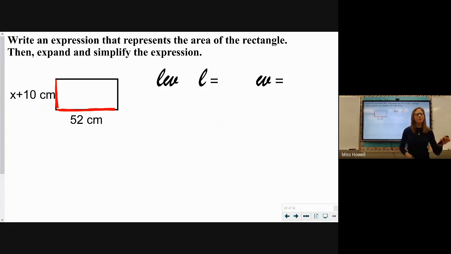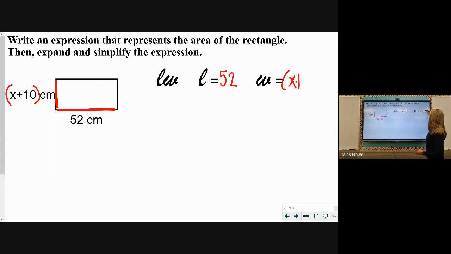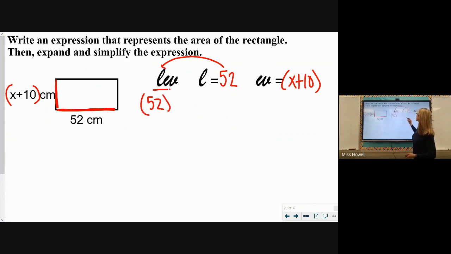All right, our length here, or the longer side, is a 52. Our width, or our shorter side, is this entire math problem, x plus 10. All right, let's substitute in. L is out. 52 is in. W is out. The entire problem, x plus 10, is in.